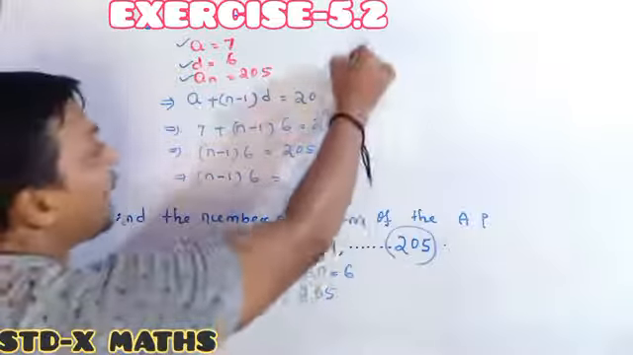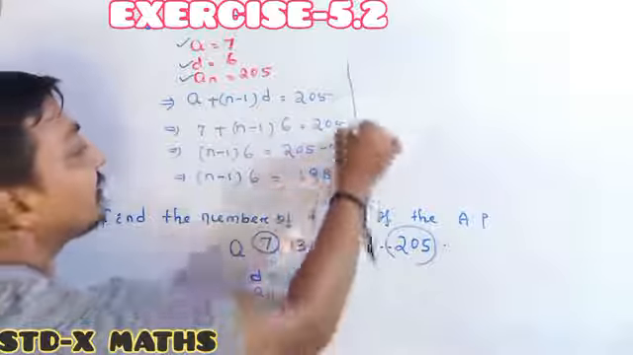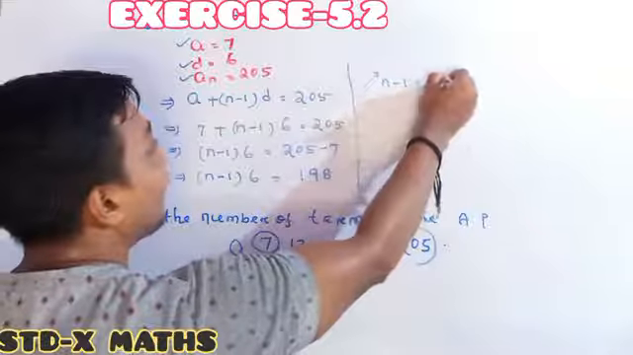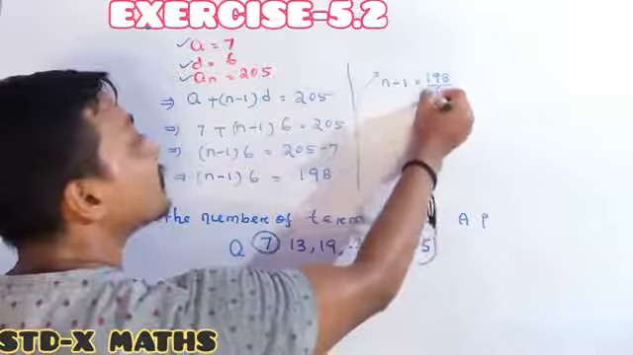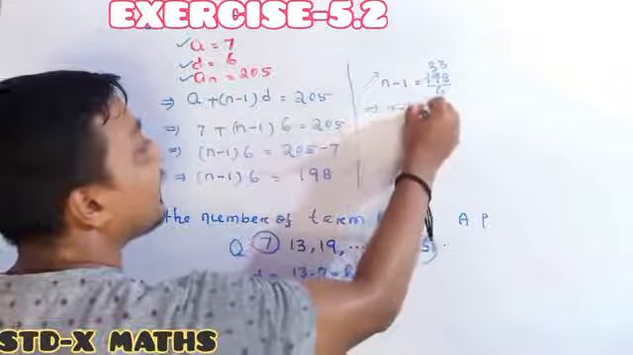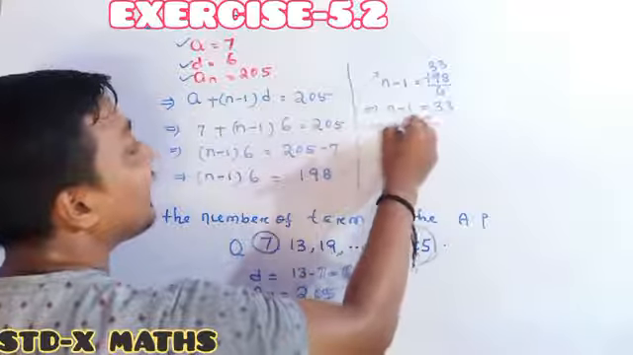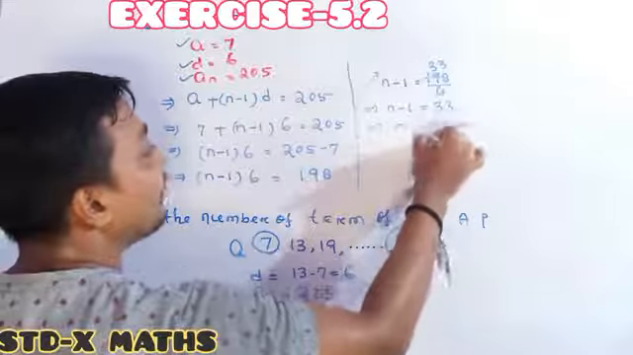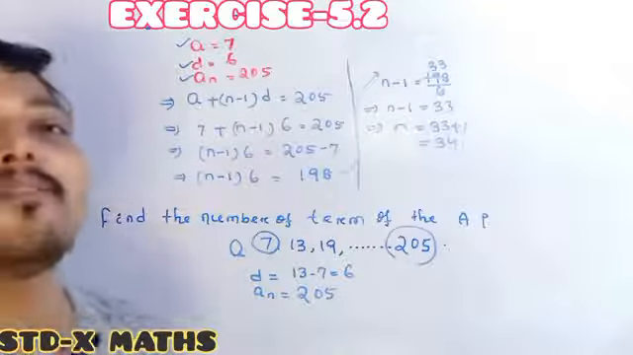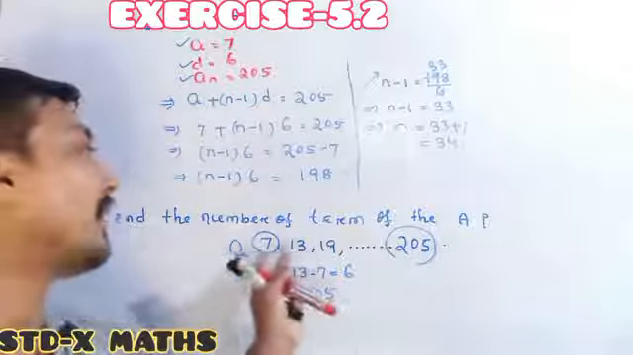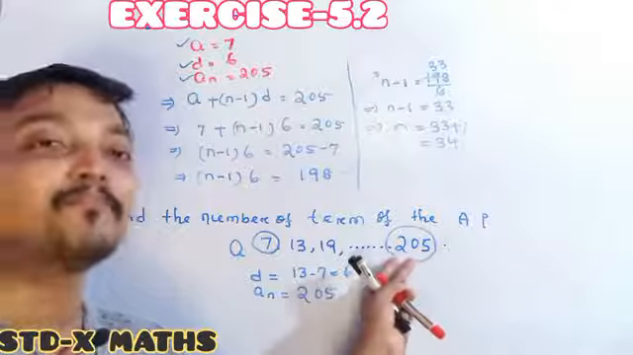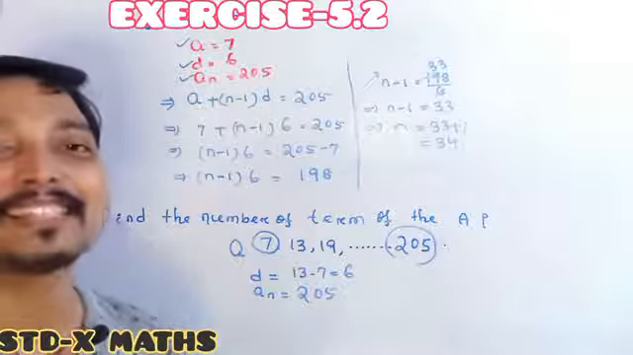198. We want n, so from this I am writing that n minus 1 will be 198 divided by 6, which gives us 33, since 6 3s are 18. It implies n minus 1 is 33. It implies n is equal to 33 plus 1, which gives us 34. It means the total number of terms is 34. Otherwise one can say it is the 34th term. The 34th term is 205. Both have the same meaning.